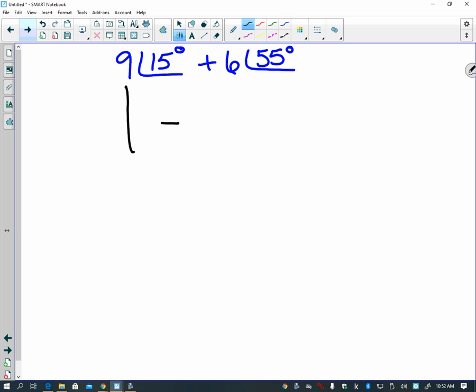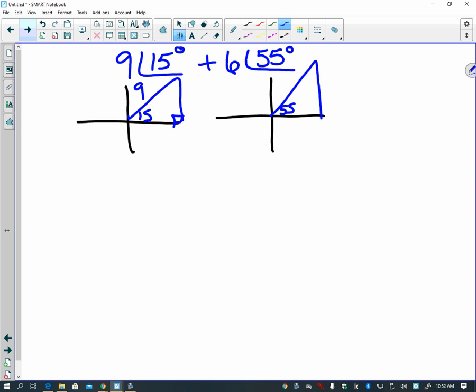We start by plotting this. 15 degrees looks like this, the hypotenuse of 9. Over here, we've got 55 degrees for my reference angle with a hypotenuse of 6. I need to solve for x and y, and add them together. How do I solve for x?